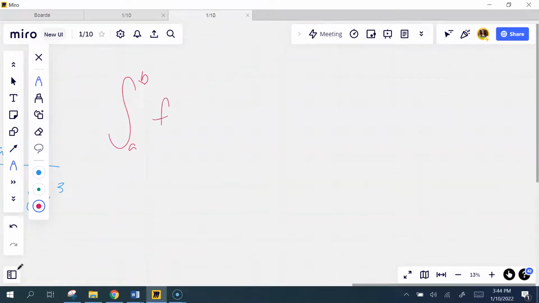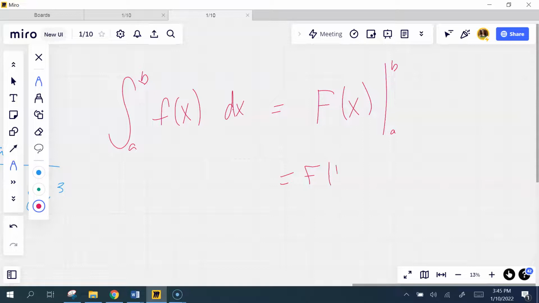Anytime I want to find the integral of f of x from a to b, okay, what I'm going to do is I'm just going to find the antiderivative, and I'm going to evaluate that from a to b, okay? When I say evaluate from a to b, I'm literally just going to plug in b into big F, which is the antiderivative, minus the antiderivative evaluated at a, okay?